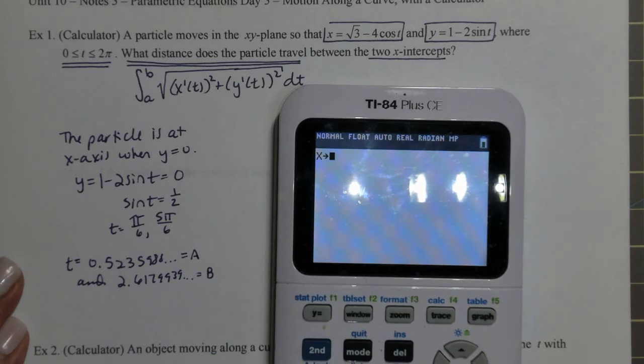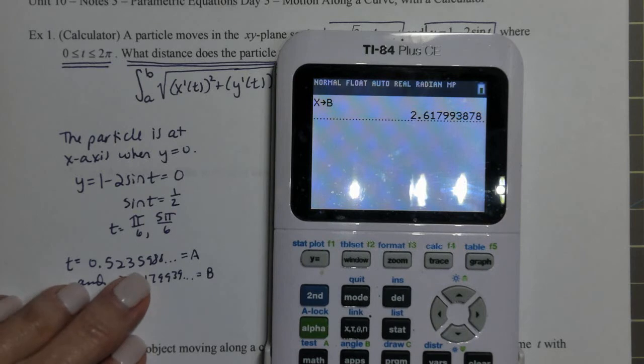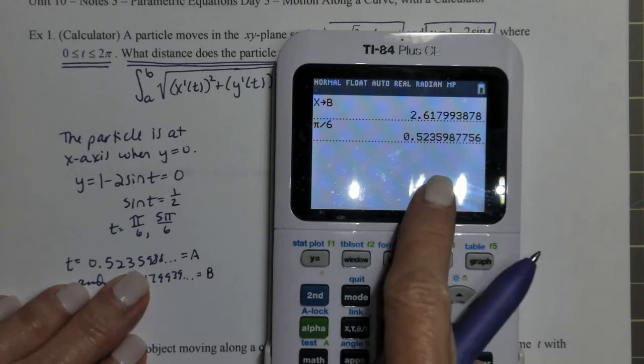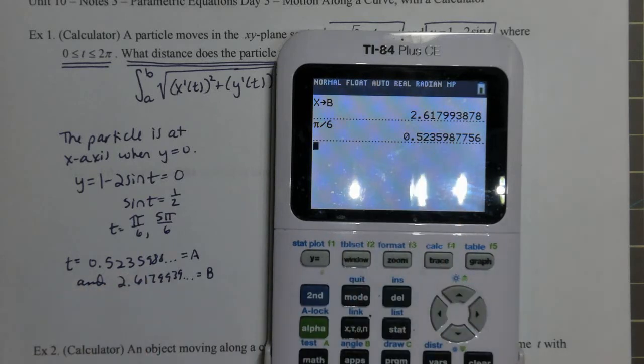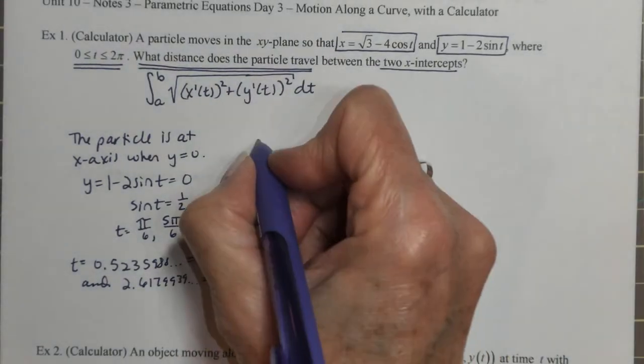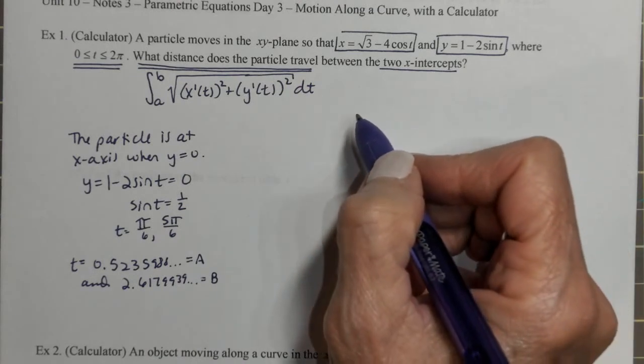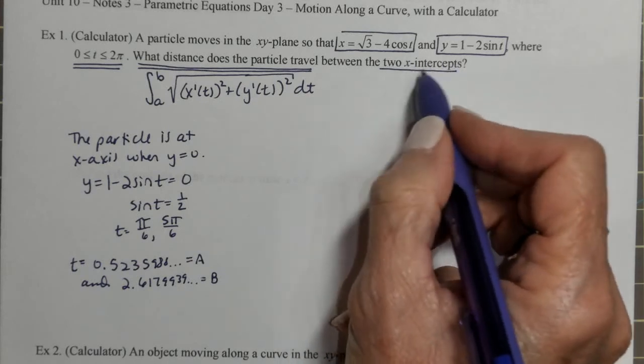The current x value, store that in for B. And the other x value that we had, that should be my pi over 6. So instead of going back and finding that one, and it is indeed, you can see it is pi over 6, I'm just going to store that in for my A. All right. So now I have my two times that the particle is on the x-axis.